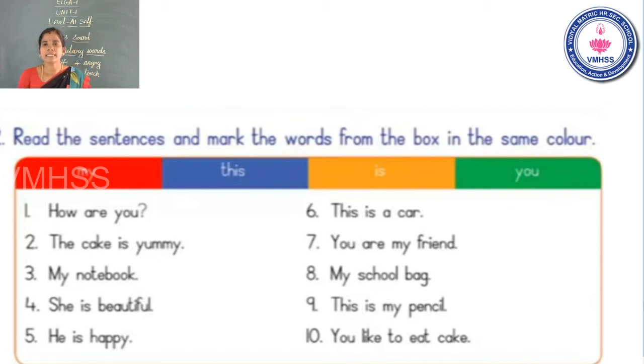Next, read the sentences and mark the words from the box in the same colors. Students, read the sentences. First one, how are you? Which one hold word? You. You color it green color. Students, color quickly.